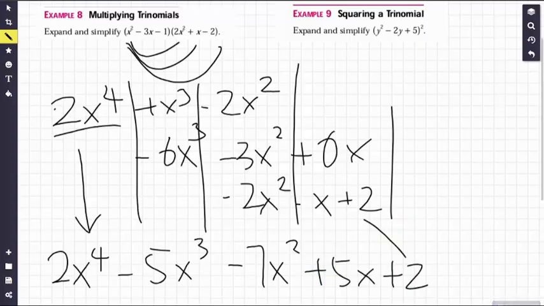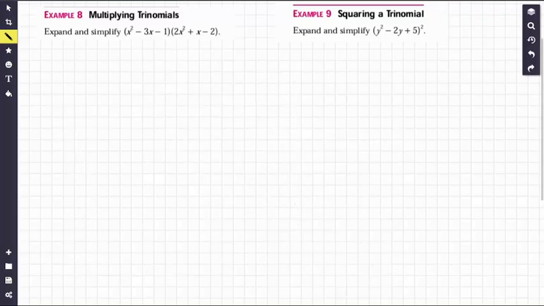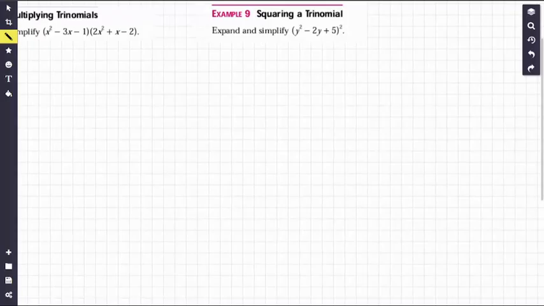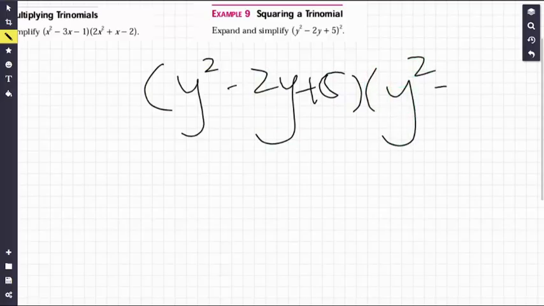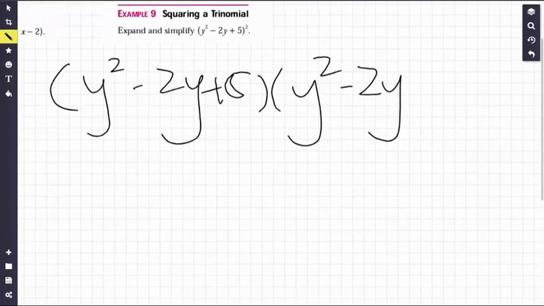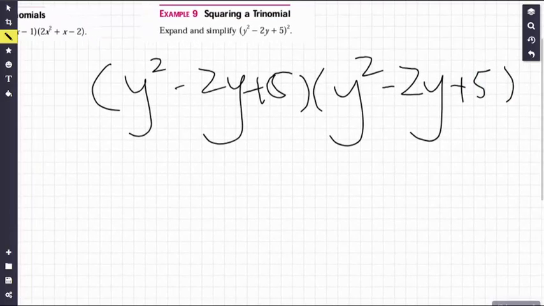So this is essentially the answer of that. I like to do it in rows. However, this is on the laptop, so I can't write that clearly. But if you were on paper, you would have done much better. Now, squared is just the same thing. It's just y^2 minus 2y plus 5. And then we're going to multiply that by itself again. When you have a trinomial squared, it usually looks much cleaner.